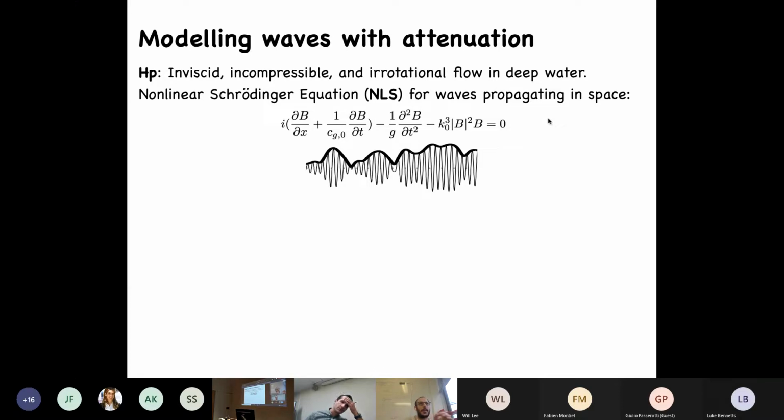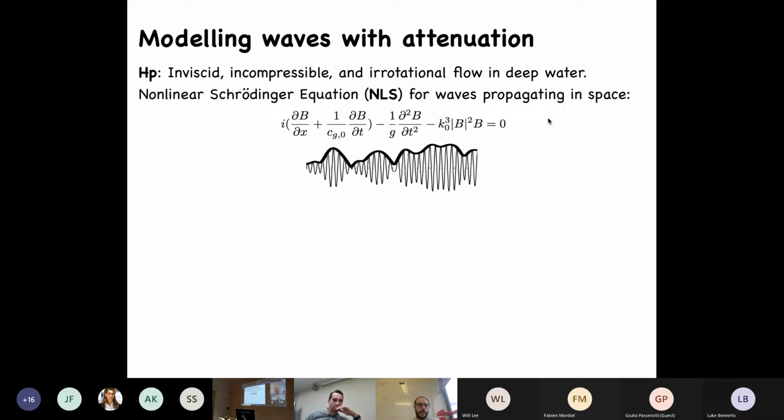Now, I've talked about sea ice. I'll talk now about the nonlinear Schrödinger equation. And this one also comes from the incompressible and irrotational flow in deep waters, so the water wave problem. But in this case, we keep the nonlinearity.